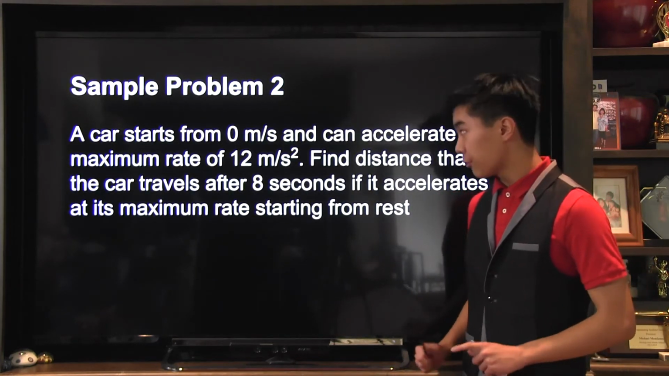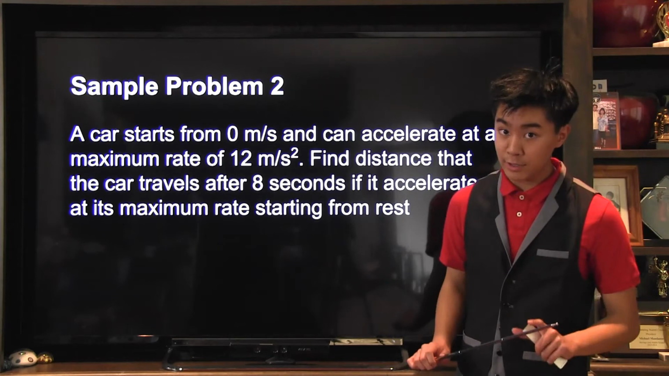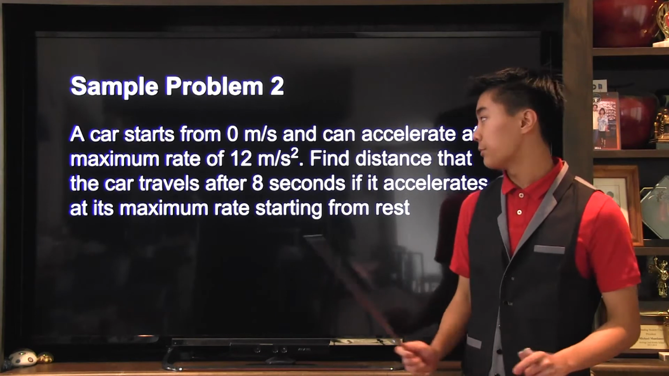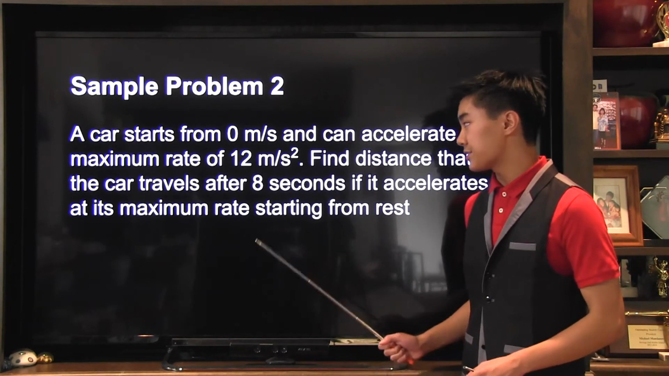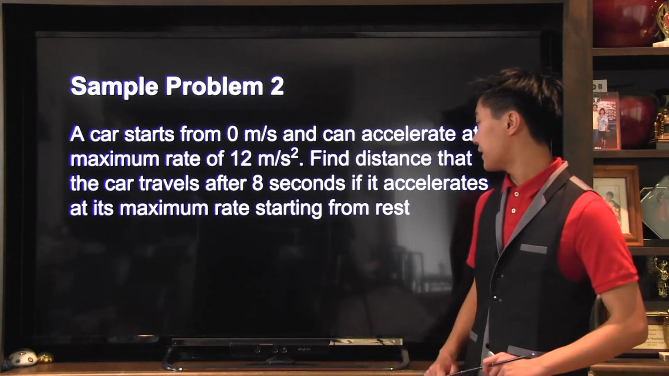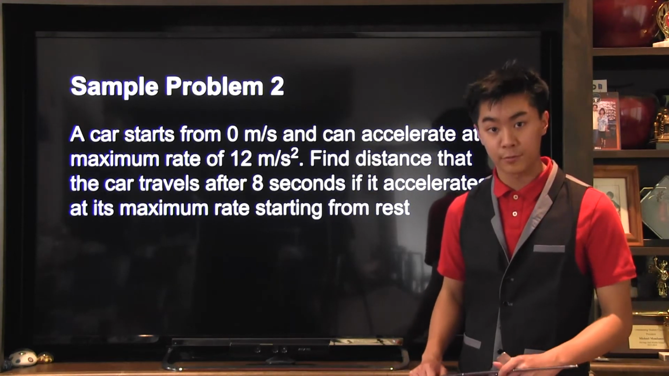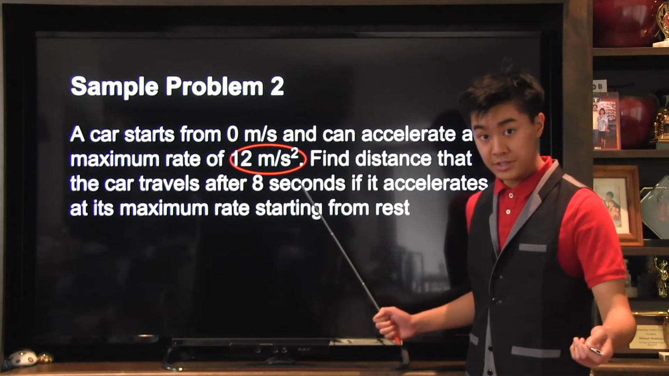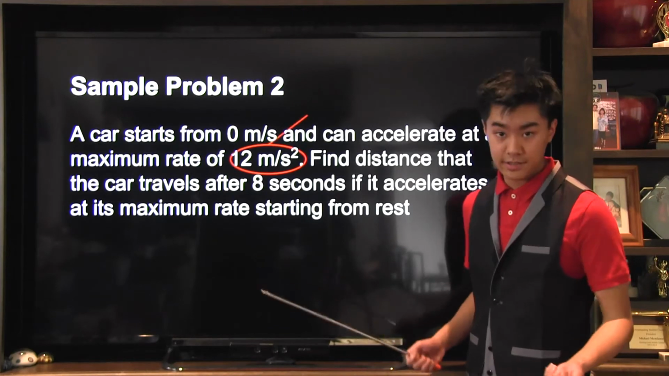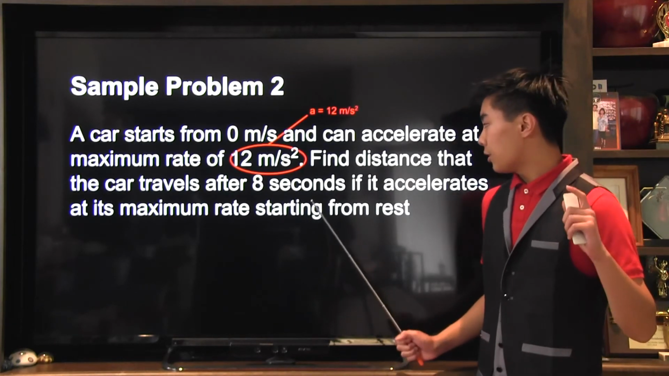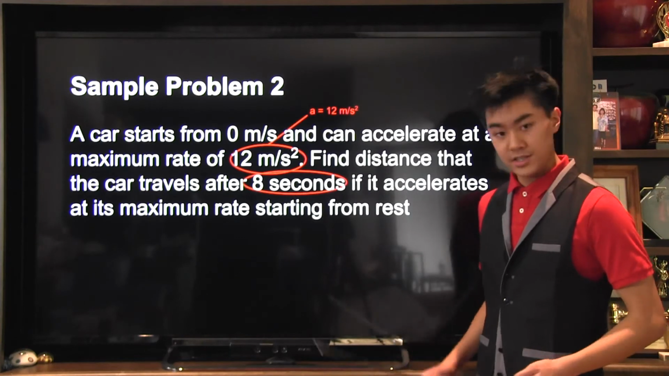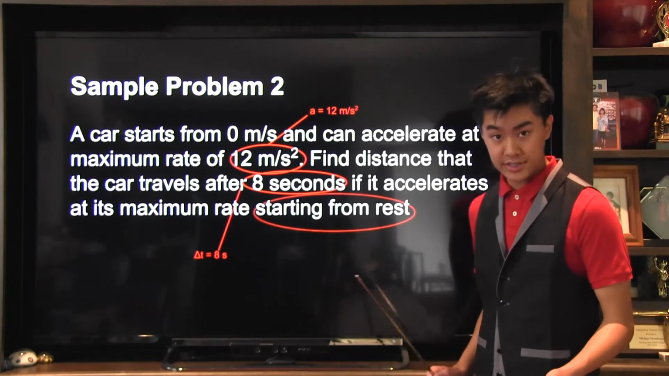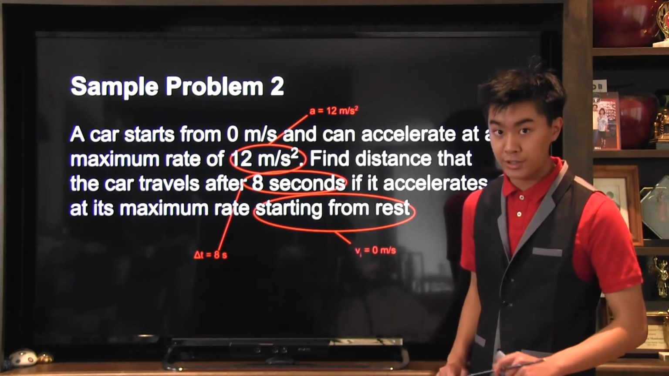A car starts from 0 meters per second and can accelerate at a maximum rate of 12 meters per second squared. So this is the same car as we just saw in the last problem. So we are tasked with finding the distance that the car travels after 8 seconds if it accelerates at its maximum rate starting from rest. The problem tells us that 12 meters per second squared is the acceleration, once again. We know also that 8 seconds is the change in time, this time instead of 5 seconds. We also know that it starts from rest again, which means that the initial velocity is 0 meters per second.